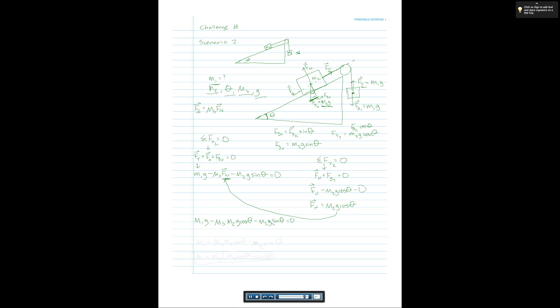And I'm left to solve for M1. If you look, all of these terms have a gravity, so I can cancel that out and add both of those to the other side. Oops, M2 sine theta. Both of those have an M2, so I can go M1 equals, I pull out an M2 times mu s cosine theta minus sine theta. If you didn't simplify it like that, that's fine, but that would be your final answer.